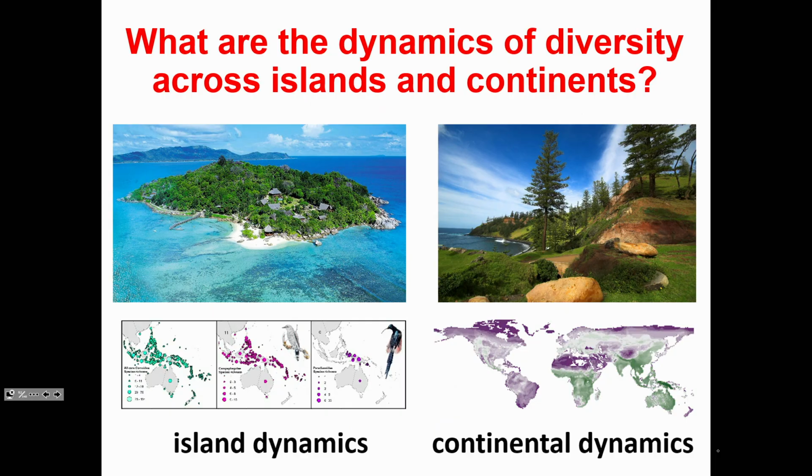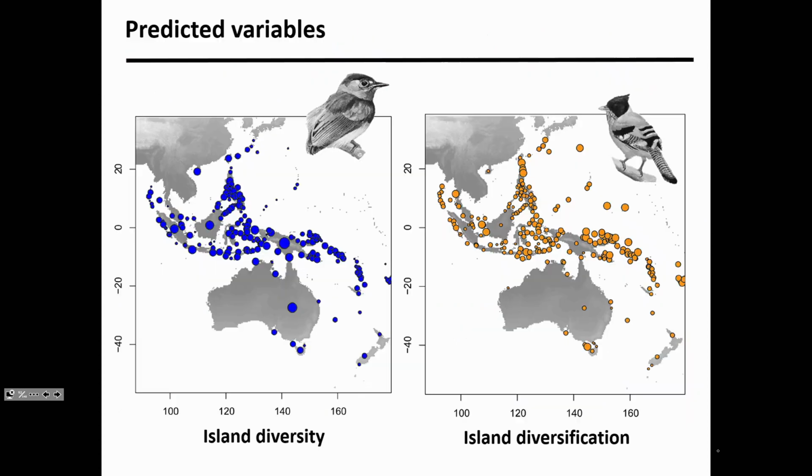Now that we have the same organisms distributed across islands and continents, we can ask, what are the dynamics of diversity across islands and continents? Are these dynamics similar across these different geographic settings, or are they principally different? And if they are different, in what specific way? Let's start with the islands.